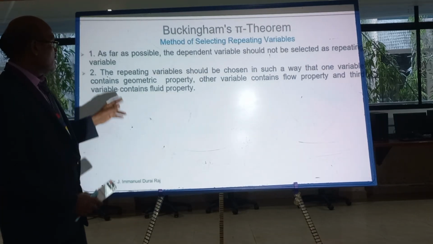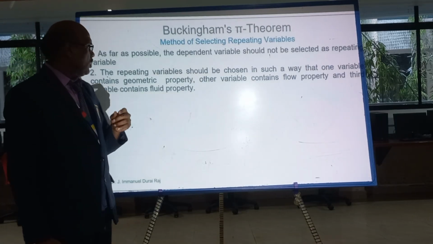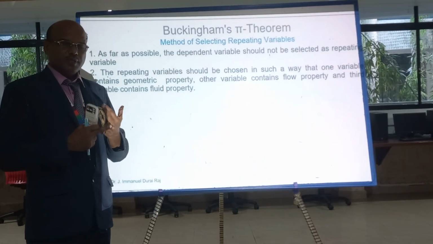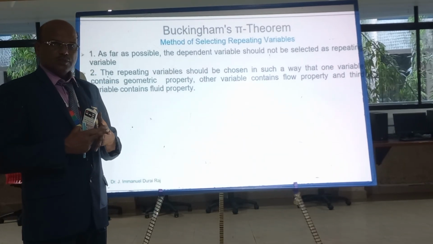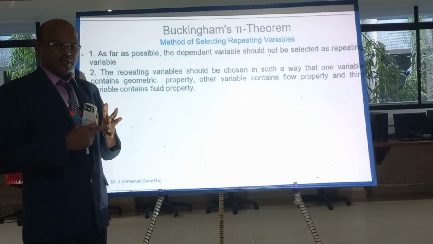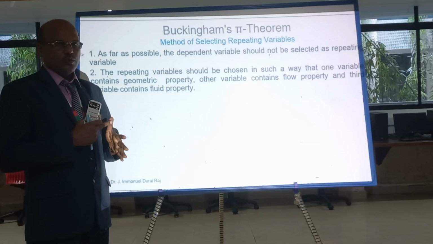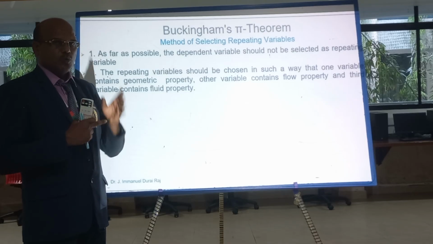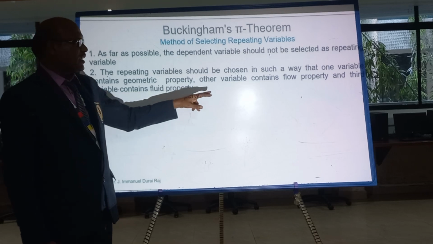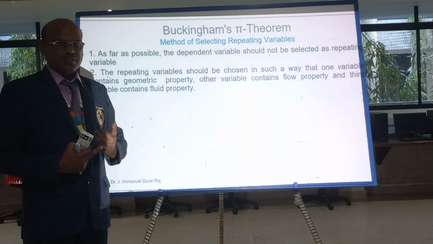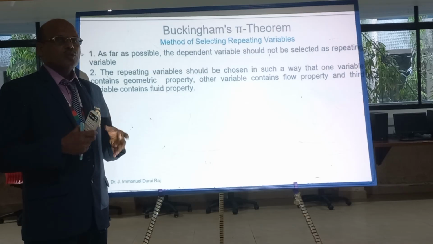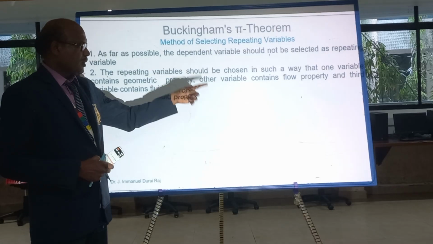Second, the repeating variables should be chosen in such a way that one variable contains a geometric property. Geometric means length, breadth, width, area, volume. These all come under geometric property, and one should possess that. The other variable contains a flow property. Flow property means velocity, discharge. The third contains a fluid property, like density and viscosity.